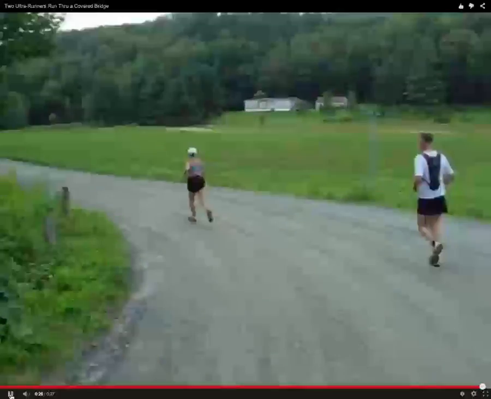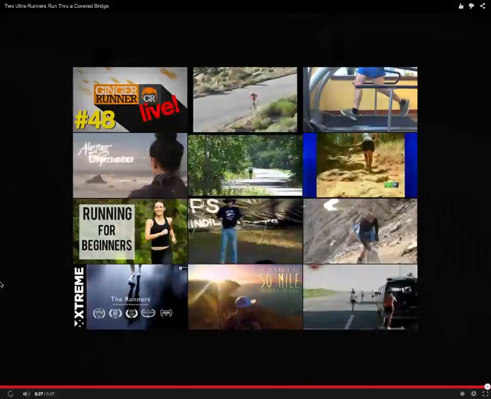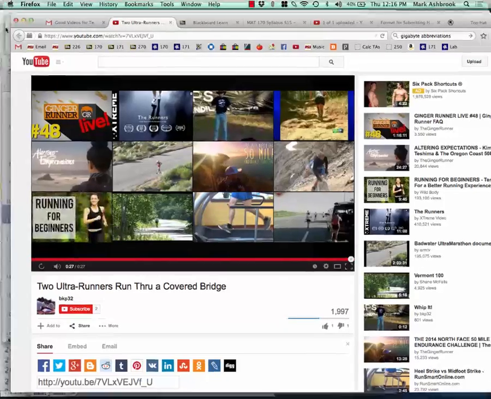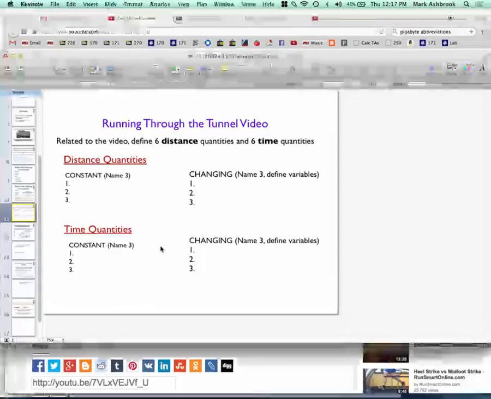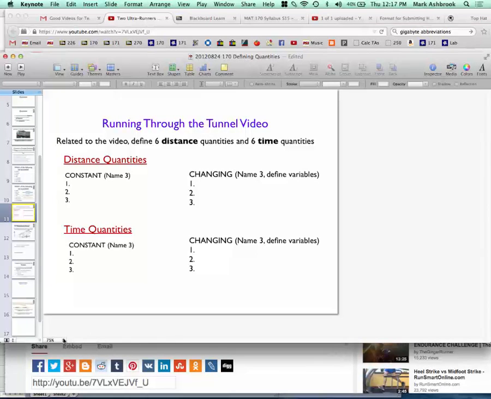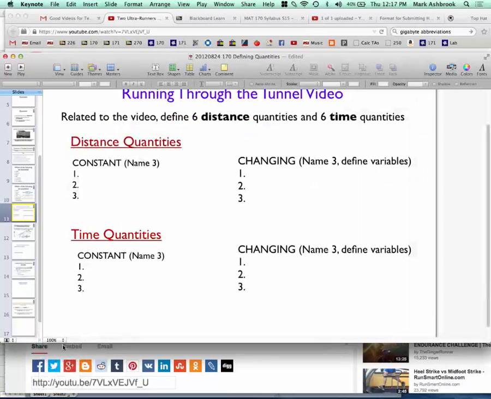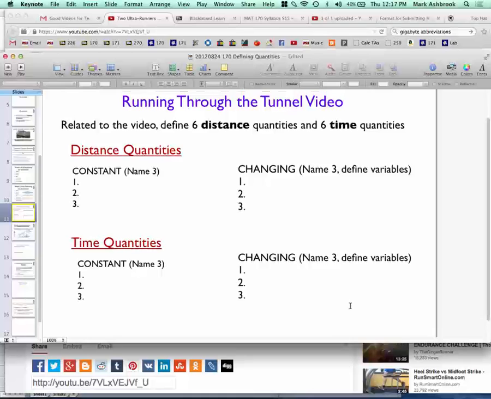Another one of my exciting videos. All right, so this is our goal: running through the tunnel. Distance quantities. Name 3 constant distance quantities, and then come up with 3 changing distance quantities, and we'll define variables for those. Come up with 3 constant time quantities in this situation, and 3 changing time quantities. We're going to define variables.